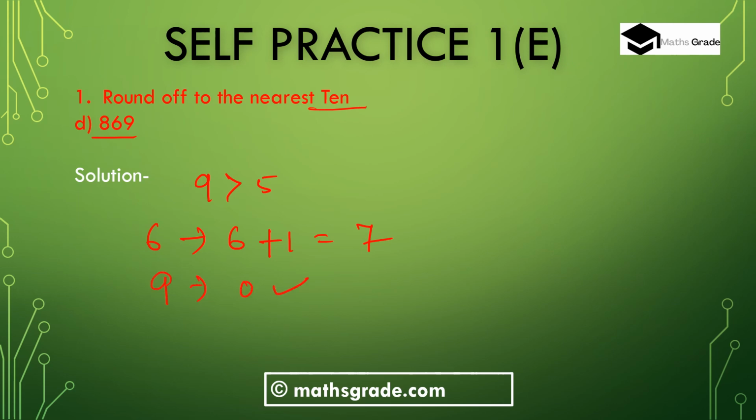So 869, and just write down the 100 place digit as it is. That is 8. Don't change 8. So just write down 8 in 100 place digit. And 69 rounded up to the nearest 10 will be 70. 6 changes to 7. 6 plus 1, 7. And 9 changes to 0. That is unit place digit. Write down in unit place 0. So 869 rounded up to the nearest 10 is 870.